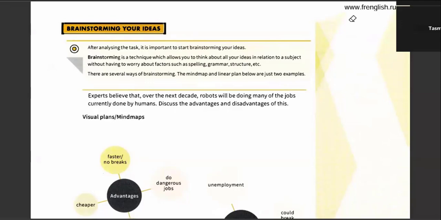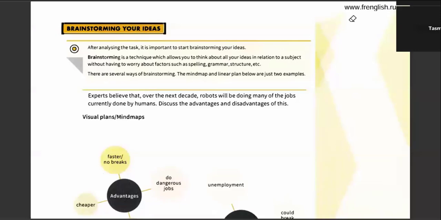What is written here is brainstorming is a technique which allows you to think about all your ideas in relation to a subject without having to worry about factors such as spelling, grammar, structure, etc. So just thinking about a particular idea, disregarding any other things coming to our head. That could be spelling, grammar, structure, any mistakes, that doesn't matter. Just the ideas that are coming. That is what is necessary when we're brainstorming, right?